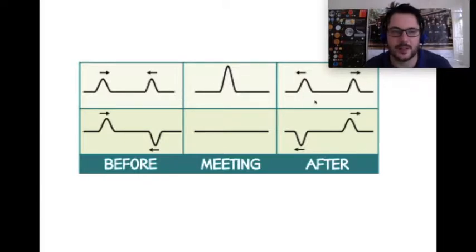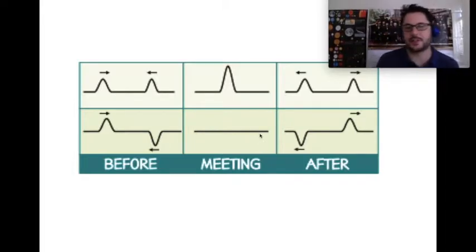And they carry on in their respective directions. Here we've got another one, the only difference is this is a positive wave and this is a negative wave, traveling in opposite directions. What happens when they meet? They cancel each other out. That's also interference, but we call it destructive interference when the waves cancel each other and reduce in size.